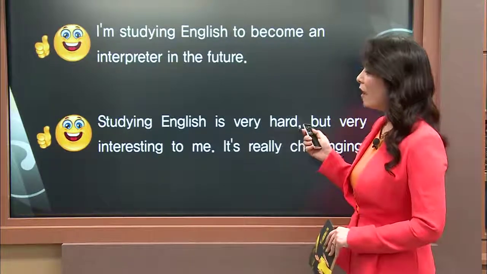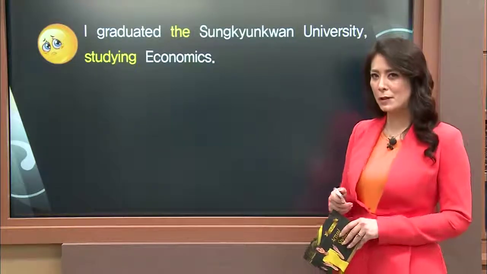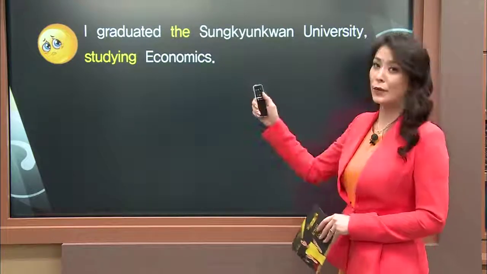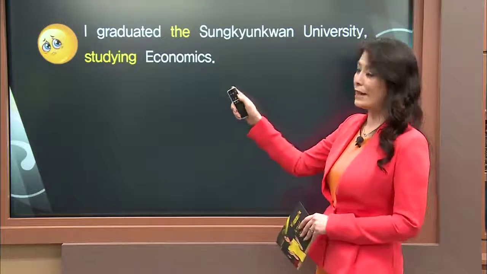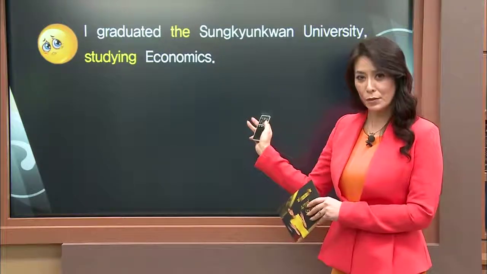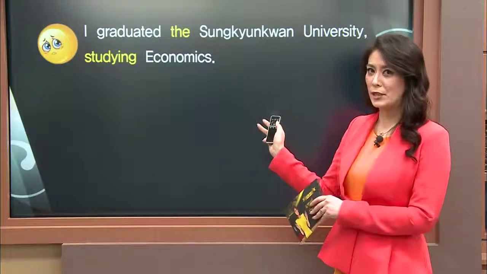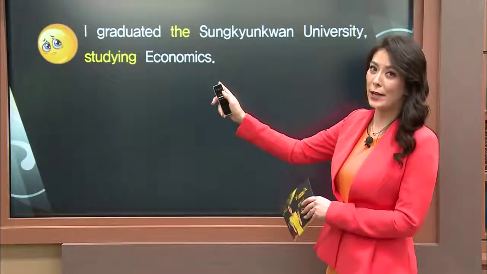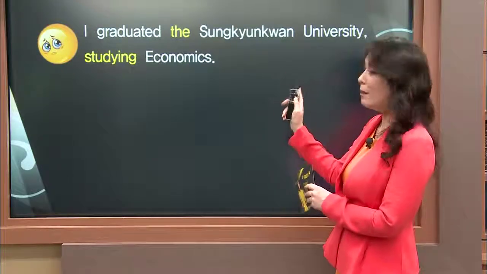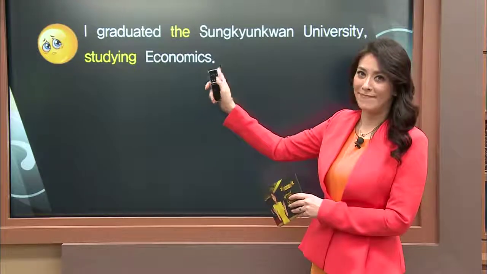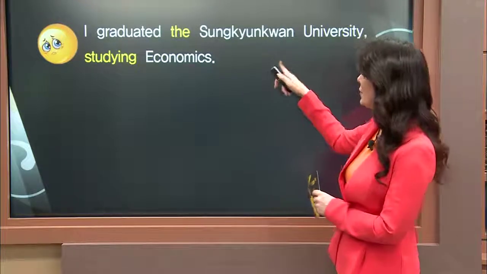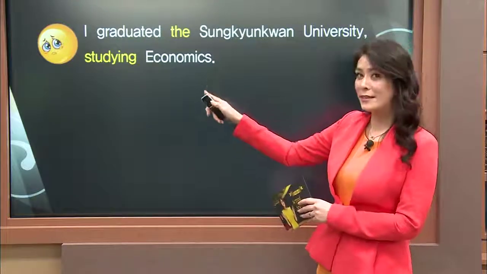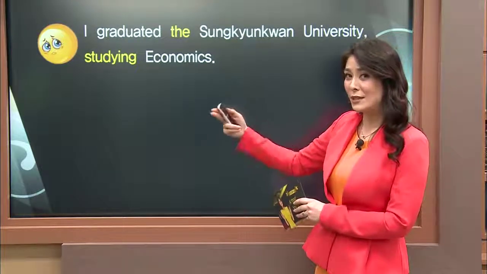Let's take a look at some common mistakes people make, especially something like this. I graduated the Seongkyungan University studying economics. 이런 방식으로 표현하시는 분들 많으세요. Especially the first part. I graduated 어디 어디 university 할 때요. the를 꼭 넣으시더라고요. The should not be there, okay? I graduated 성균관 University and studying English. 지금 계속 진행이 되는 게 아니죠?